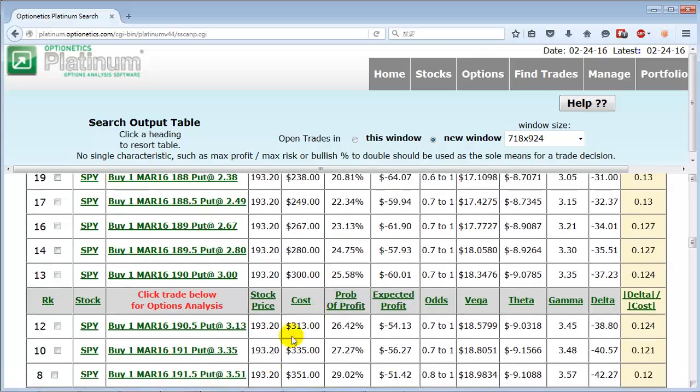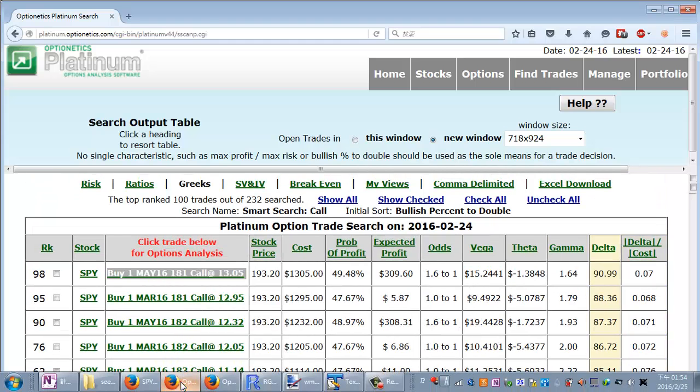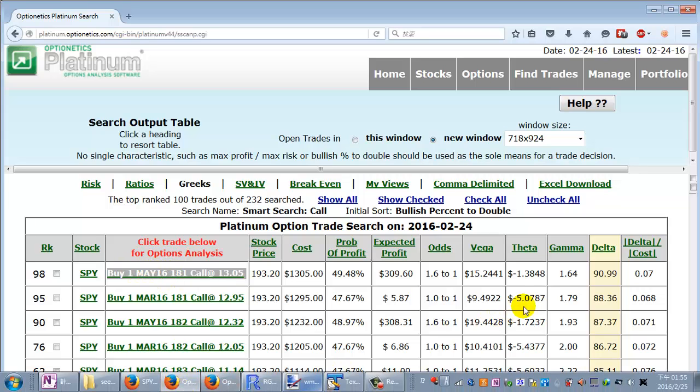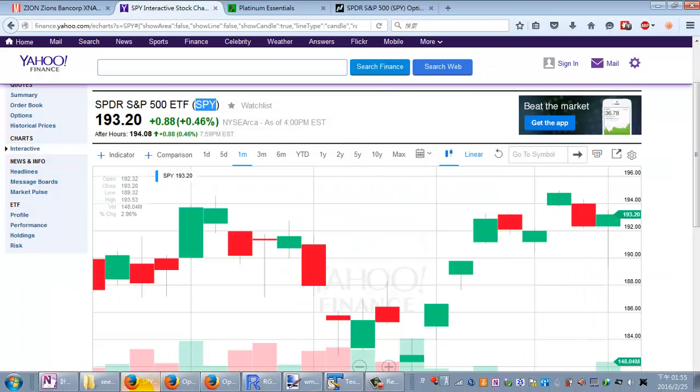So just to review, there are two ways to explain delta. One is the probability, and ignore the negatives if you're playing puts. But one is the probability that the stock option will be in the money. In other words, the stock will be over 181 by the expiration date. In this case, is May. The other way of explaining delta is how much you can expect to make from that call option every time the underlying, which is SPY in this case, moves up $1.